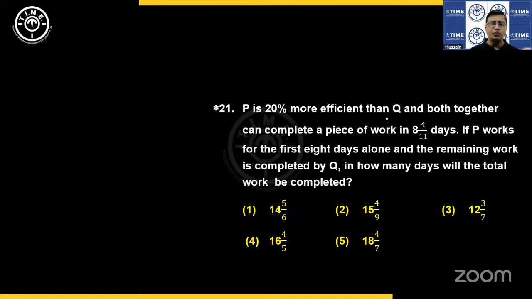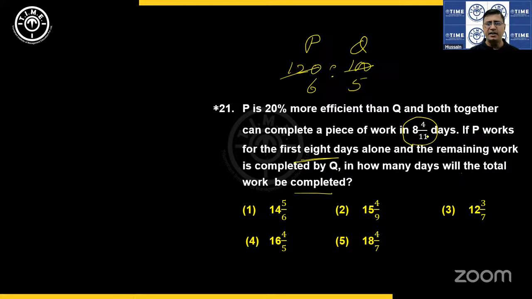P is 20% more efficient than Q, and both together can complete a piece of work in 8 4/11 days. If P works for the first 8 days alone and the remaining work is completed by Q, in how many days will the total work be completed? What about the efficiency of P and Q? Q is 20% more efficient. When Q is equal to 100, P is equal to 120. So 120 and 100 means efficiency here is 6:5.